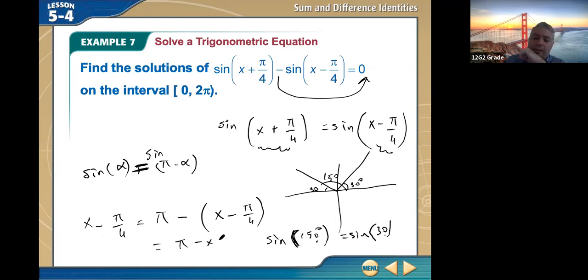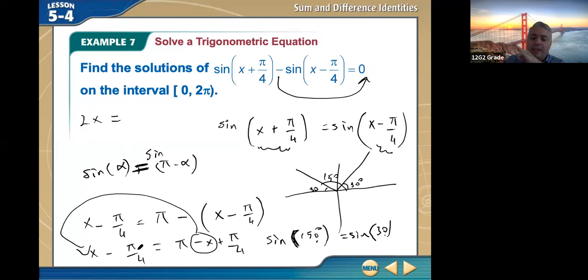Pi minus x plus pi over 4 is x minus pi over 4. Now, these negative x, if I take the other positive x, x and x, 2x. If I take this negative pi over 4 to the other side, pi plus pi over 4 plus pi over 4. If I equalize the denominators by 4, it will be 4 pi plus pi divided by 4.